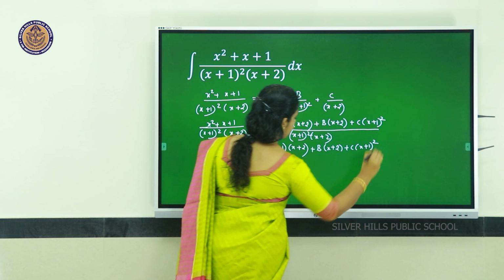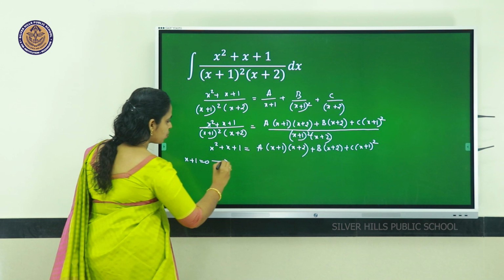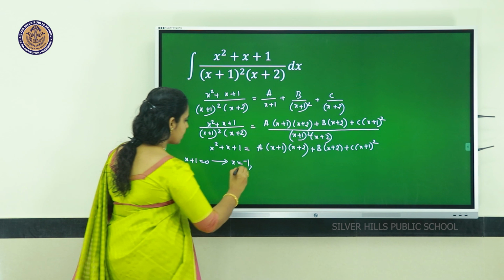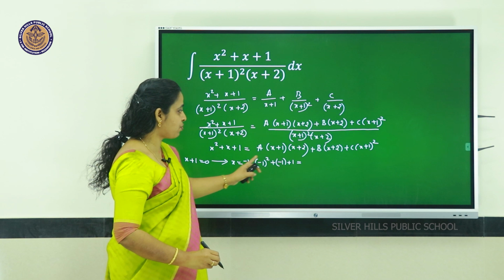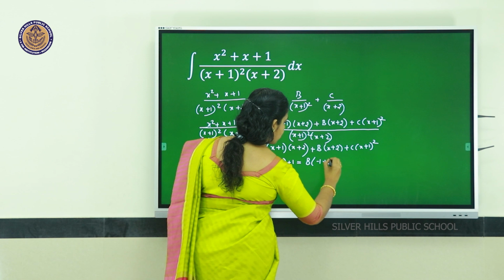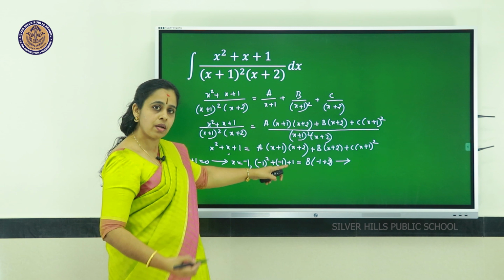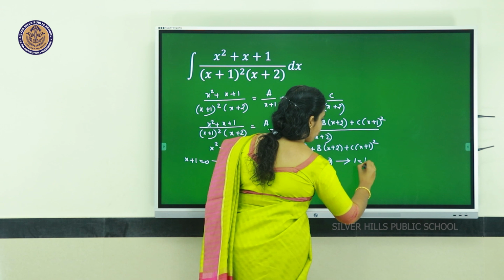Now, let us give each factor 0. Giving x plus 1 equal to 0, we get x equal to minus 1. X equal to minus 1, substituting in LHS, minus 1 square plus minus 1 plus 1 equal to, where you see x plus 1 as a factor, that part will become 0. So, only b will be remaining. B into minus 1 plus 2. Minus 1 and plus 1 balanced. Minus 1 square is 1. 1 equal to, here minus 1 plus 2, 1. So, the value of b became 1.